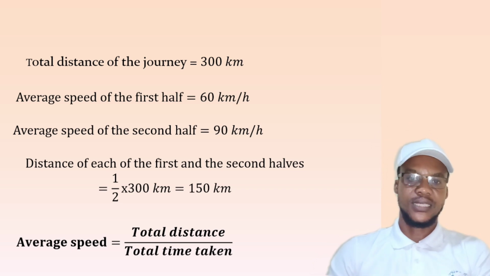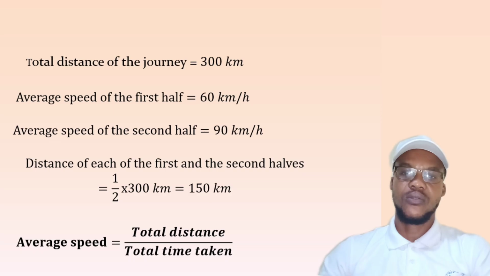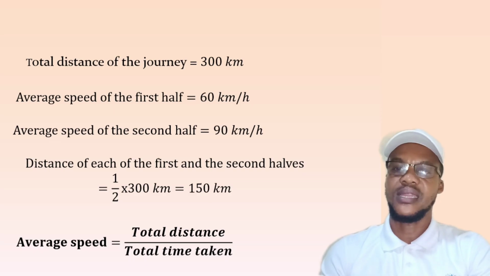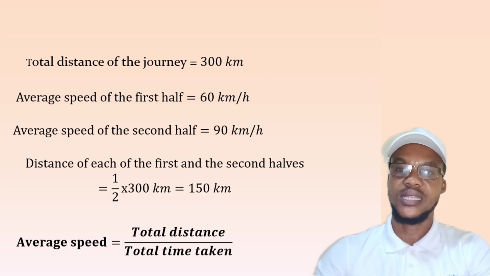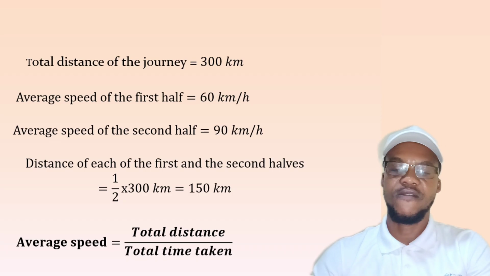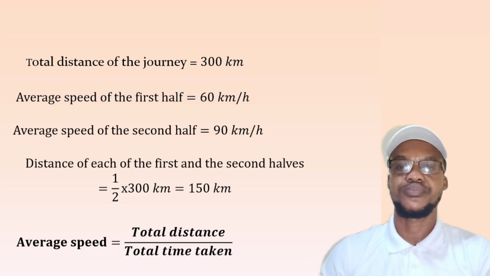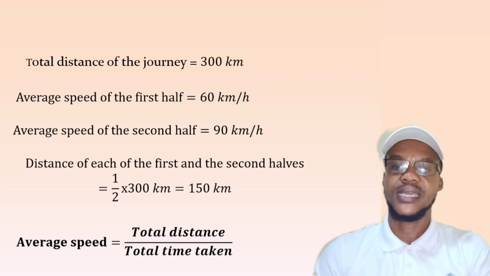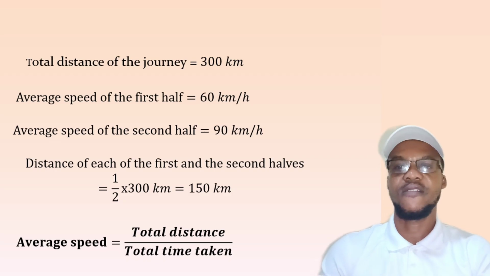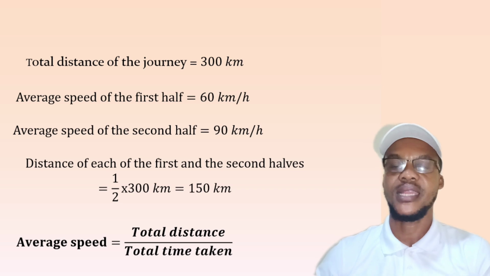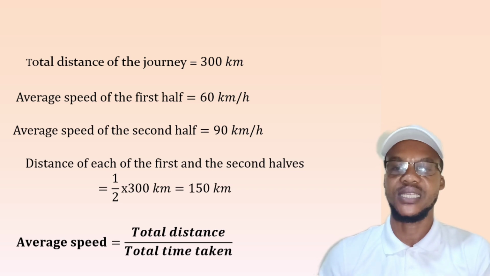Good. But we are able to calculate the distance covered by the first half and the second half, and we also know the average speed. Then it will be easy for us to find the time. So what we do is find the time taken for the first half and the time taken for the second half. Then we combine the two to get the total time taken. Then our work becomes easy for us.